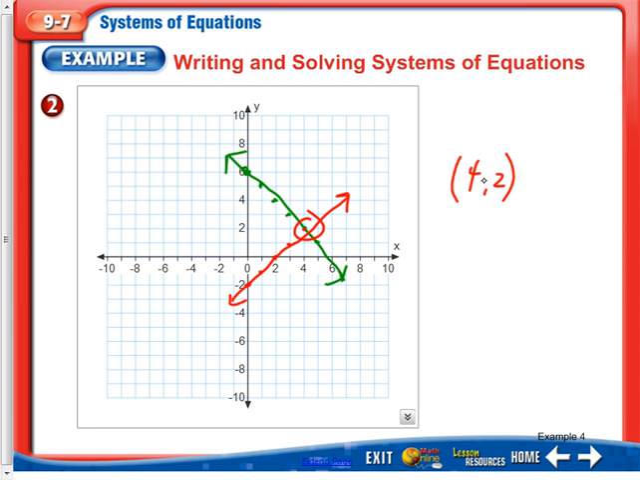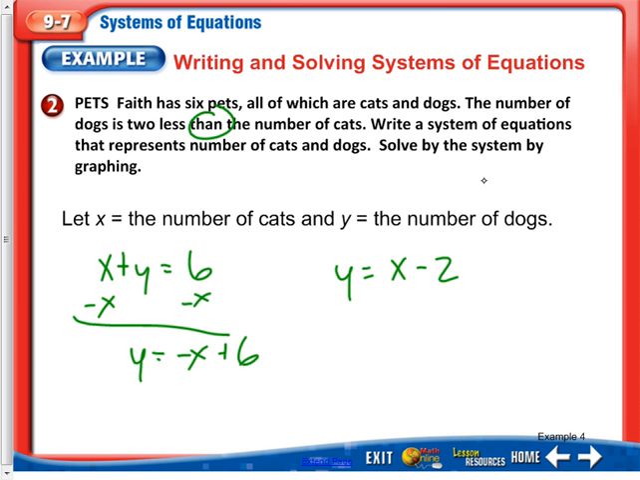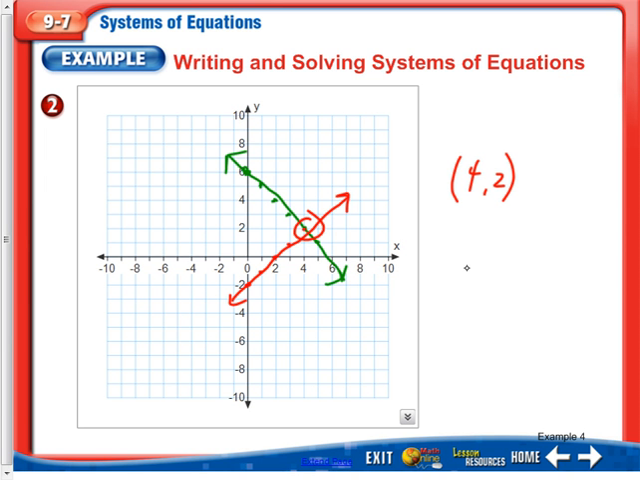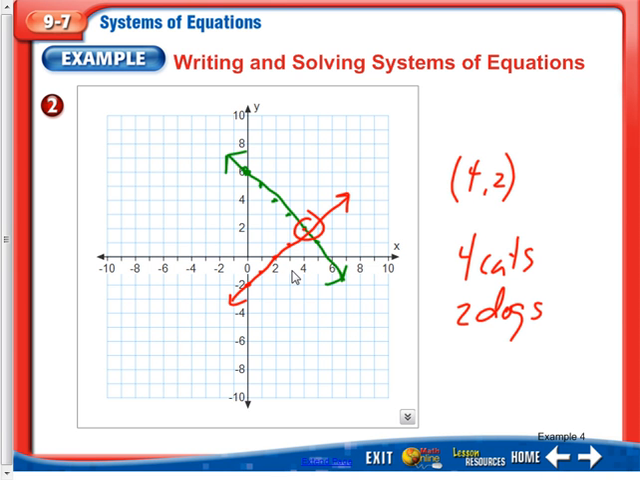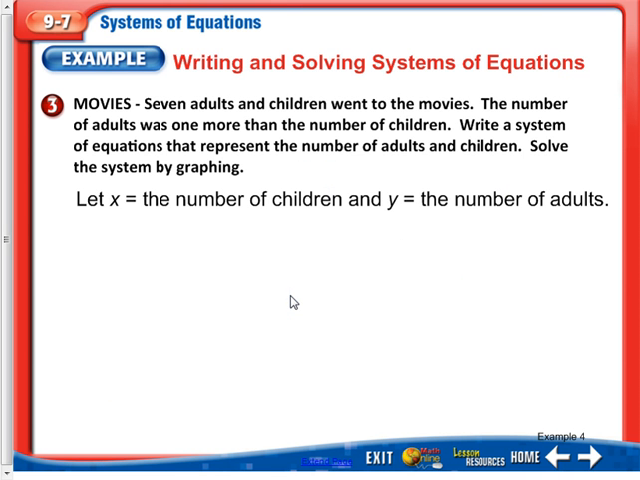That's our solution. So our x values here were the cats. So I have 4 cats and 2 dogs for the solution. So again, we needed to write the equation. We did need 2 equations because if we just had 1 equation, we wouldn't have been able to figure out the point of intersection. So there you go.